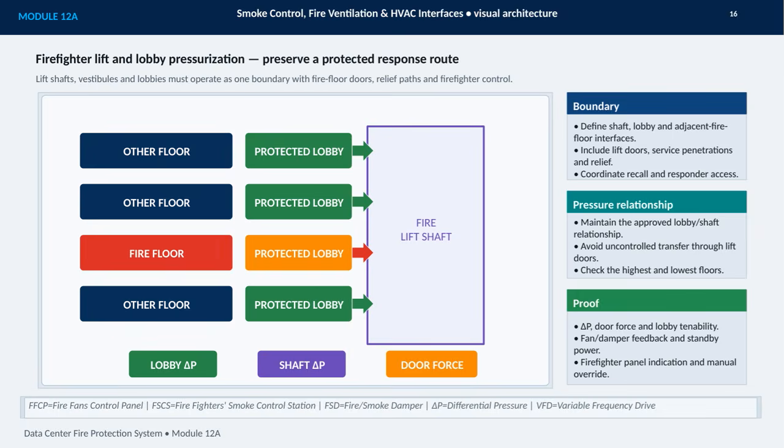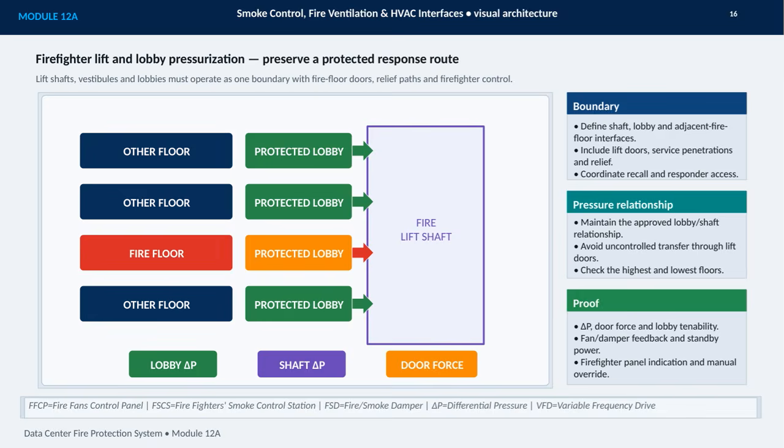Next, verify the pressure relationship. The approved relationship between the lobby and shaft must be maintained, while uncontrolled air transfer through lift doors is avoided. Conditions at both the highest and lowest floors should be checked, because pressure behavior can vary across the building.